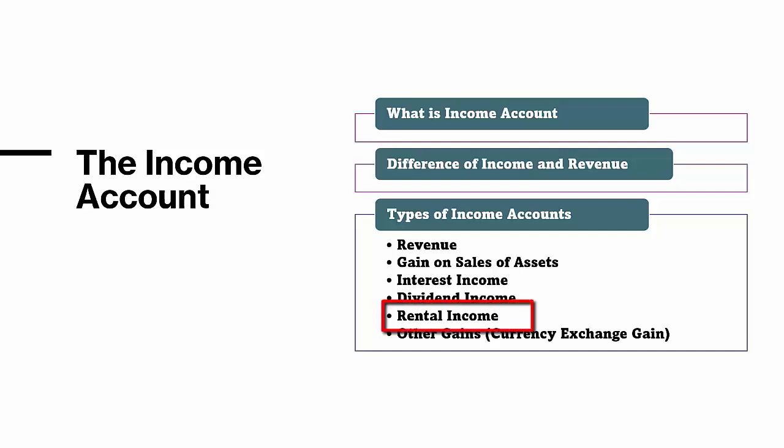4. Rental income from property. If a business rents out part of its space and earns rental income, this can be recorded as income. However, if renting property is part of the business's main activities, e.g. a real estate company, this would be considered revenue. 5. Other gains, like currency exchange gains. Sometimes businesses make gains from currency exchanges if they operate internationally. For instance, if a company buys products from another country and the exchange rate changes favorably, the difference can be recorded as a currency exchange gain.